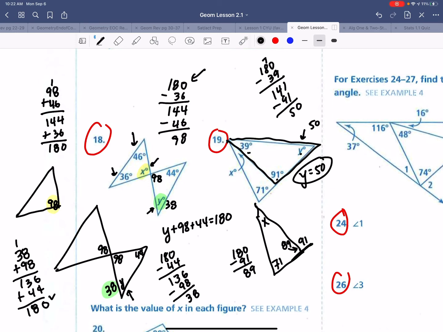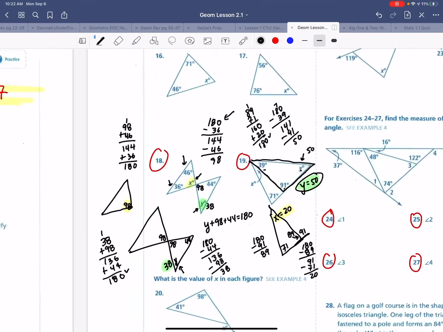Now I know two of the three angles. So I can do 180 take away 89, which is 91. Take away 71, which is 20. So y is 50, x is 20. Let's just double verify that: 89 plus the 71 plus another 20, 180. Yes, beautiful.